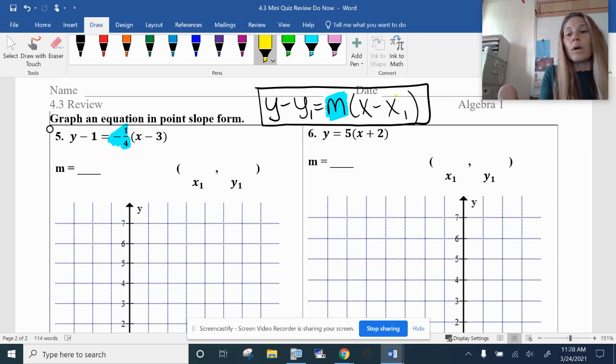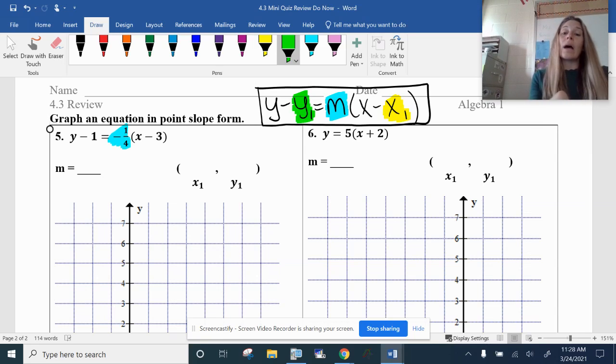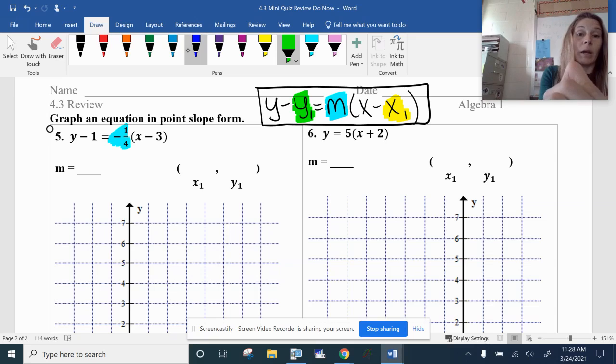Now the x1, remember, is what's being subtracted from your x, and the y1 is what's being subtracted from your y. So if you see an addition sign in your problem, that means that you were subtracting a negative, so you have to take into account there's a sign change happening there. So my slope is negative 1/4.